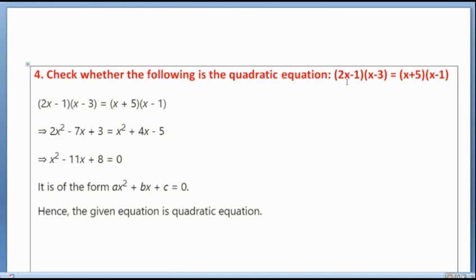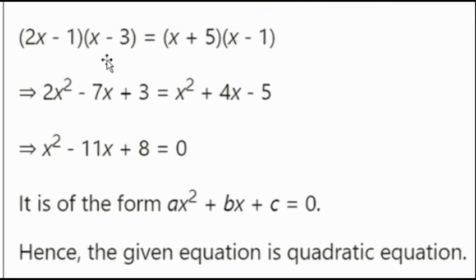Fourth question, check whether the following is a quadratic equation or not. 2x minus 1 into x minus 3 is equal to x plus 5 into x minus 1. So 2x minus 1 into x minus 3 can be written as 2x square minus 7x plus 3, and x plus 5 into x minus 1 can be represented as x square plus 4x minus 5. You have to multiply binomial with binomial, students.